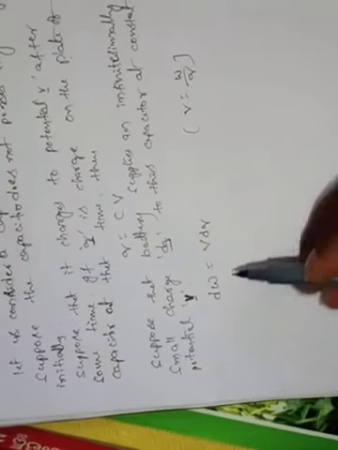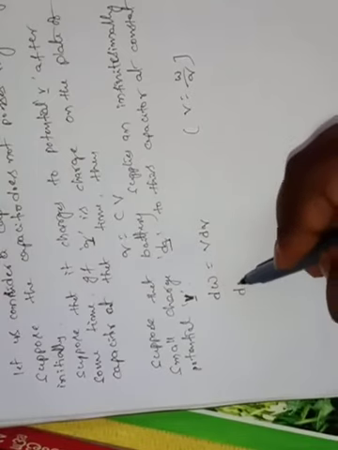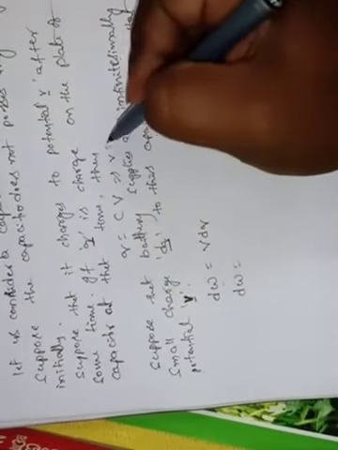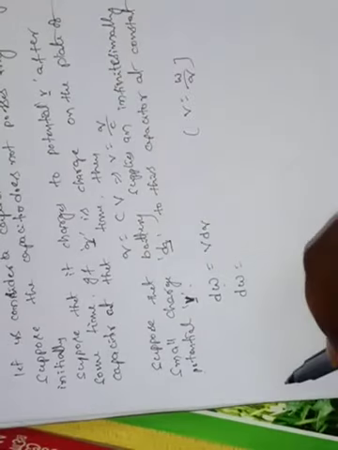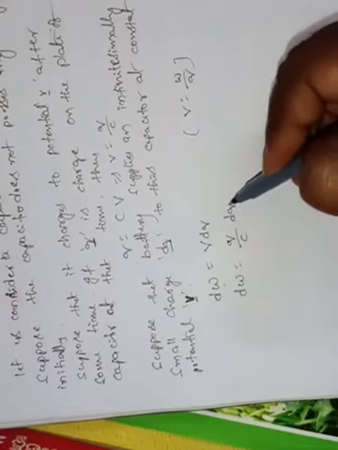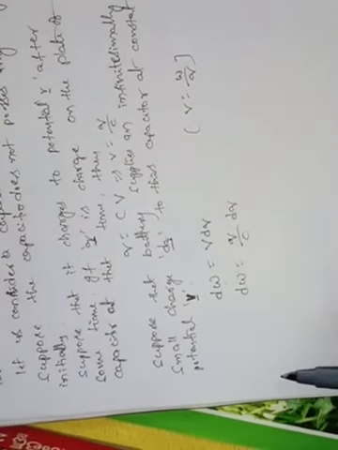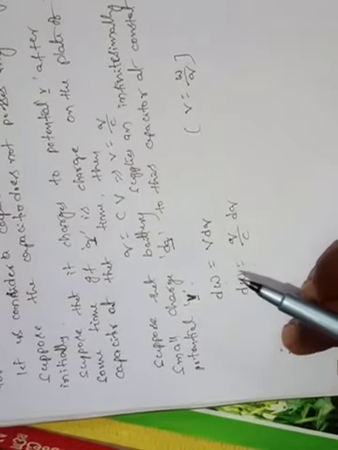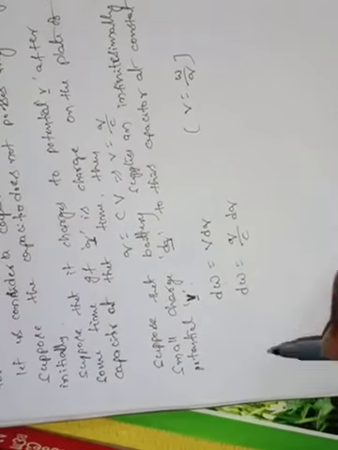Then we need to calculate the total work. First we will substitute in place of V. From this, V is equal to Q by C. So substitute this Q by C into dq. This is the small amount of work done. Now I need to calculate the total work done in delivering the charge Q to the capacitor.